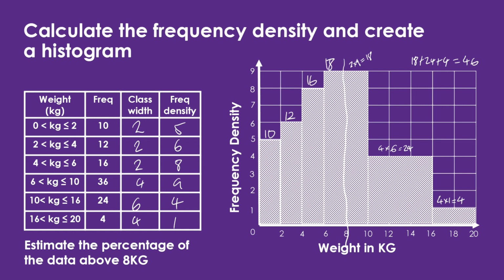We can add all those below the 8 kilograms to get an overall total. So we'll add 10 plus 12 plus 16 plus 18 in the other half of that bar, which added together gives us 56. We can add this to the 46 above 8 kilograms to get a total of 102. 46 divided by 102 times 100 will give us the 45% that we can estimate is above 8 kilograms.